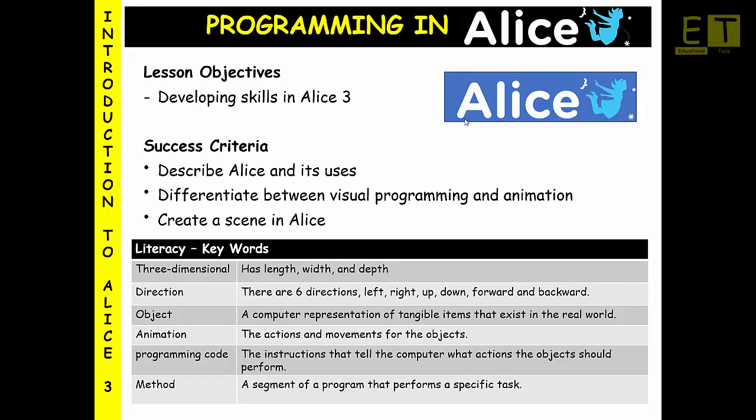An animation is the actions and movements of the objects. Programming code are basically the instructions that tell the computer what actions the object should perform. And finally, method. That is a segment of a program that performs a specific task.